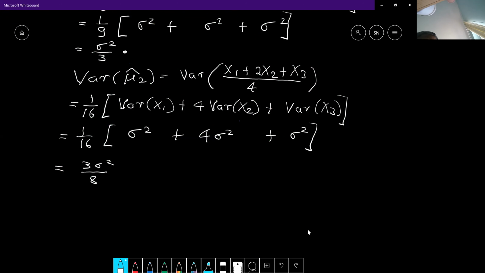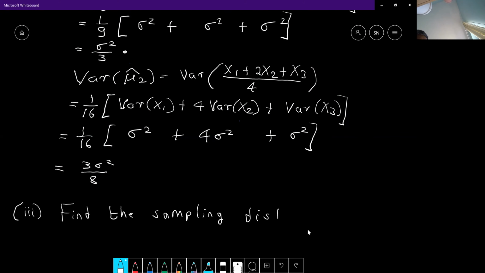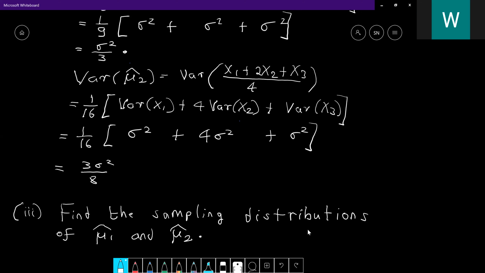Part 3 of question 1 is asking you to find the sampling distributions of mu1 hat and mu2 hat.